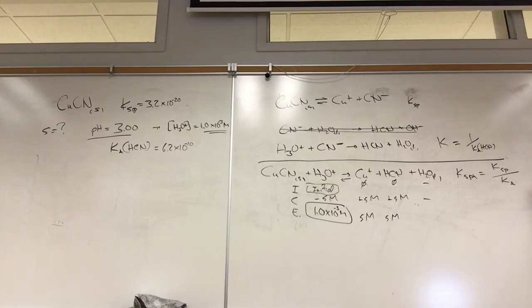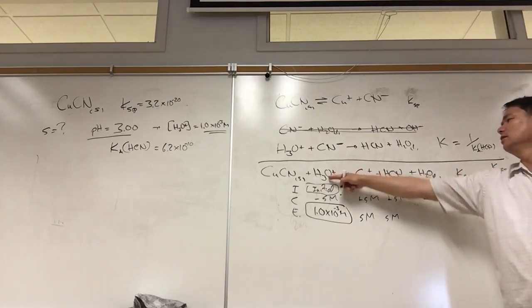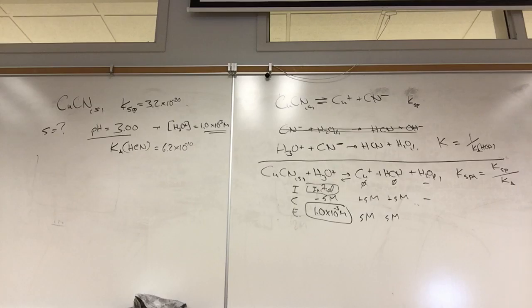And so we solve for S. And so this is going to be equal to the Cu plus concentration times the HCN concentration divided by the hydronium ion concentration. Everything is to the first power. The coefficients are all 1. And so this is going to be S squared over 1.0 times 10 to the minus 3. And then we solve for S.